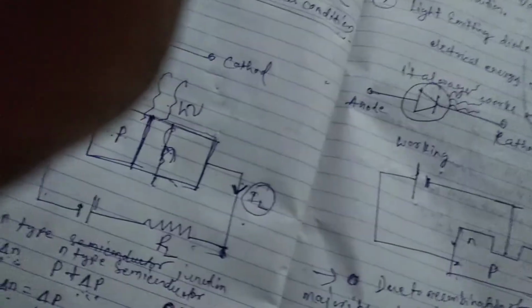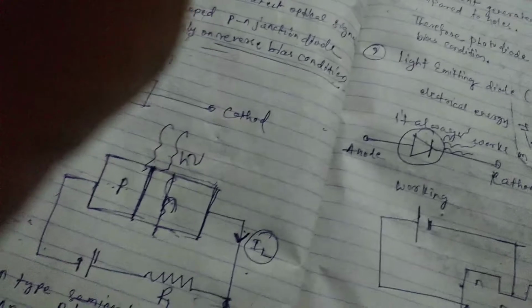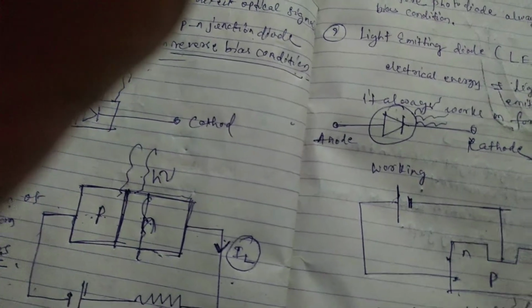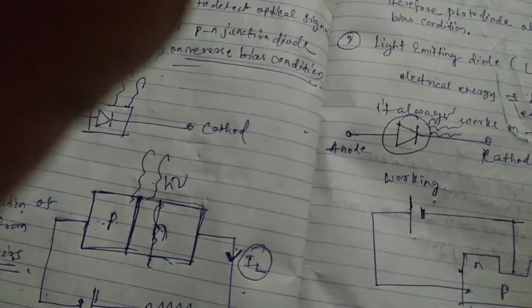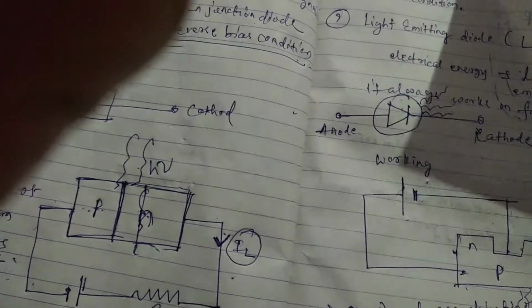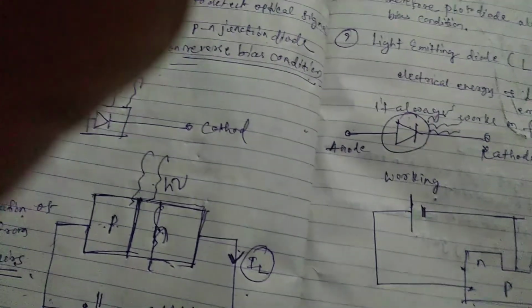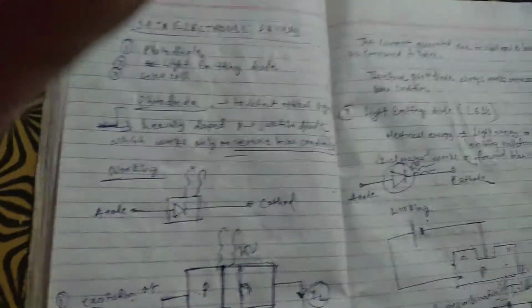I forgot to say one thing, that the radiation will get emitted with an energy h nu, always lesser than the band gap energy. So this is the band gap energy, and this will always be less than the band gap energy. Depending upon this band energy gap, the color of radiation will depend. I hope you understood this light emitting diode.